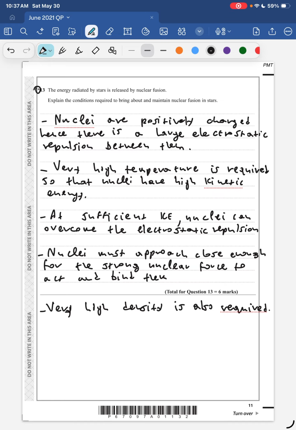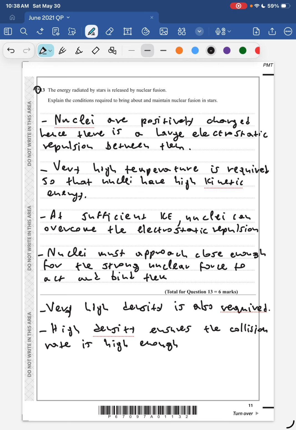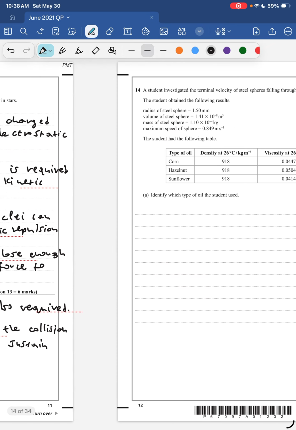Okay. And lastly, this high density ensures the collision rate is high enough to sustain fusion continuously. All right, so this was question 13. Let's move on to the next one.